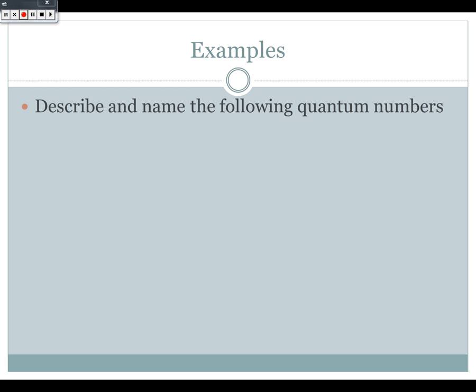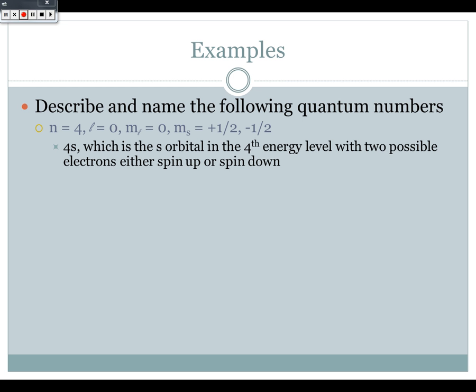Okay. Now, we can describe and name the following quantum numbers. So if we had n of 4, l of 0, m sub l of 0, and an m sub s of plus a half and minus a half, that would mean that we're talking about the 4th energy level. l is 0, so we're talking about an s orbital. And it could be plus a half or minus a half. So it's a 4s, an electron in the 4s orbital at the 4th energy level with 2 possible electron spins, spin up or spin down.